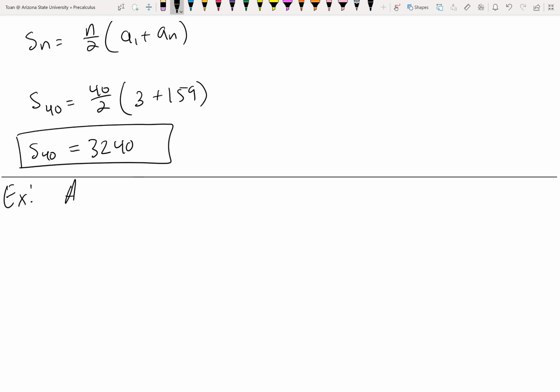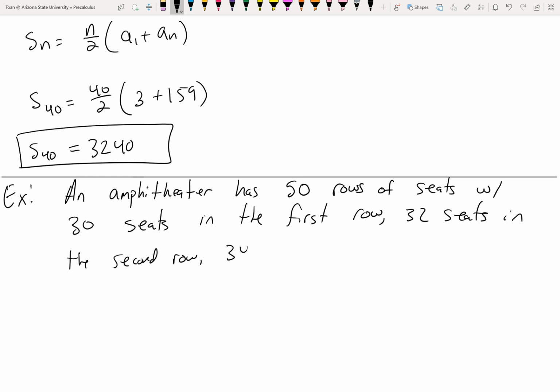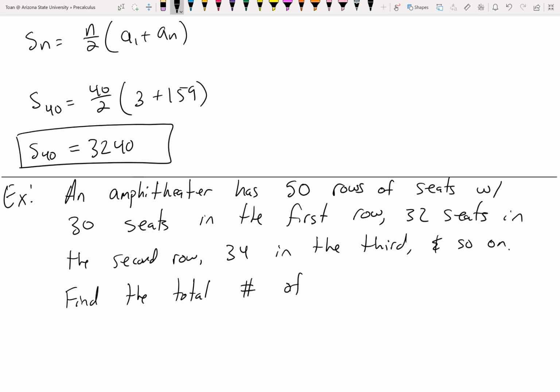So suppose an amphitheater has 50 rows of seats with 30 seats in the first row, 32 seats in the second row, 34 in the third, and so on. Find the total number of seats.